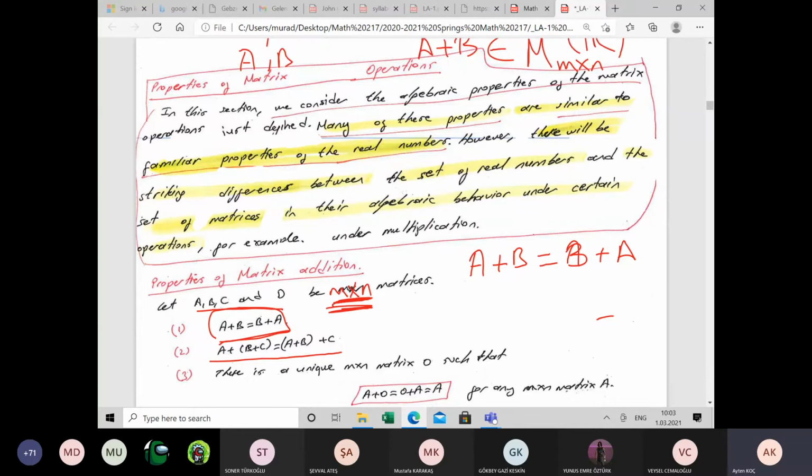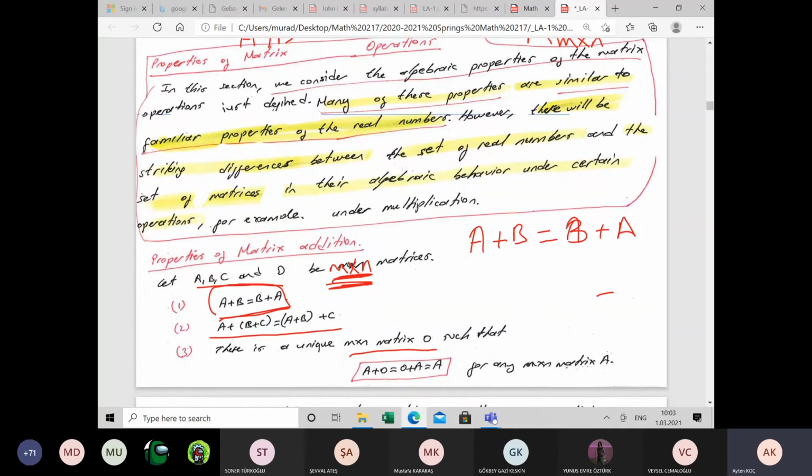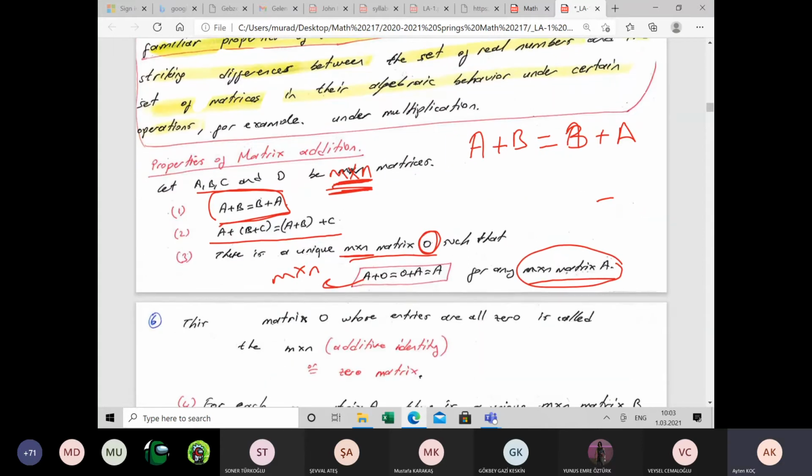And there exists a unique n by n zero matrix for every n by n matrix A. Because take any n by n matrix, it is possible to construct the zero matrix of dimension n by n. The dimension of A is n by n, and the zero n by n matrix we can construct has all entries equal to zero. So yes, there exists a unique n by n zero matrix such that A plus 0 is equal to 0 plus A is equal to A.